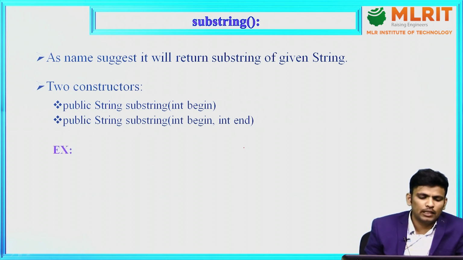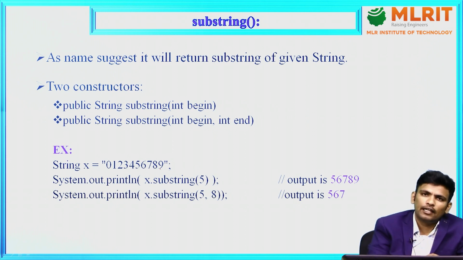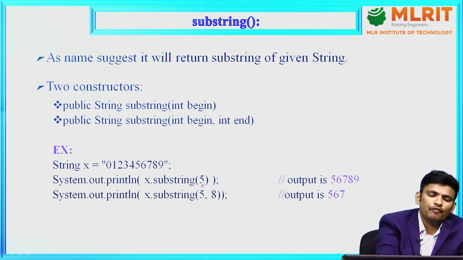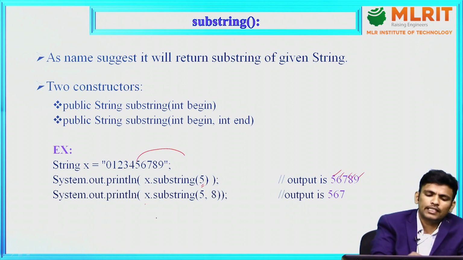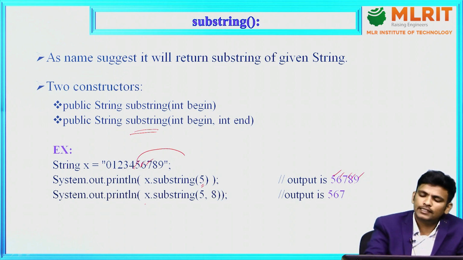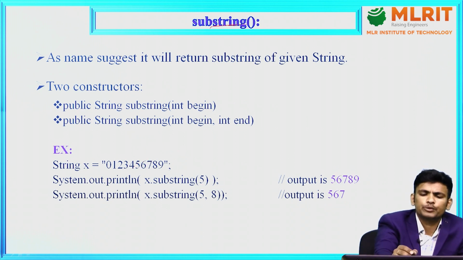Suppose you take an example: here I have content like 0 1 2 3 4 5 6 7 8 9. So x.substring(5) means from 5 to the rest of the string it will print. See here, 5 6 7 8 9 it will print. And if you use the second form, like 5 to 8, 5 is the begin index and 8 is the end index, 8 minus 1 means 7. So 5 6 7 only it will print. That is what substring does.